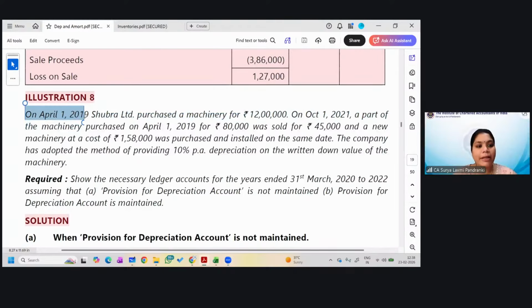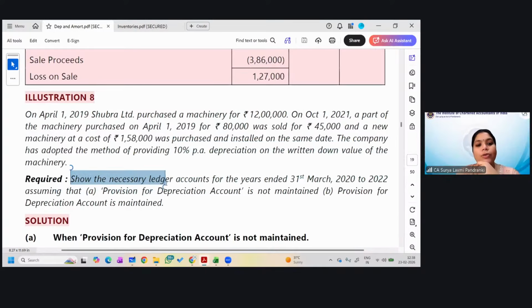So on 1st April 2019, what do we have? Shubhra Limited has purchased a machinery for 12 lakhs. And on 1st October, a part of the machinery purchased on April 1st, 2019 for 80,000 was sold for 45,000, which means the entire machinery was not sold. Only a part of it was sold. Out of the 12 lakh, 80,000 costing machinery was sold for 45,000. And they also purchased a new one at 1,58,000. New machinery was also purchased on the same date and installed on the same date. The company has adopted the method of providing depreciation, 10% depreciation on WDV, written down value method.